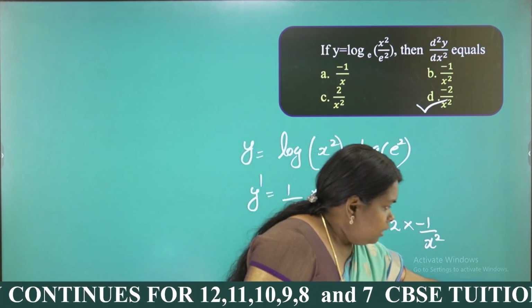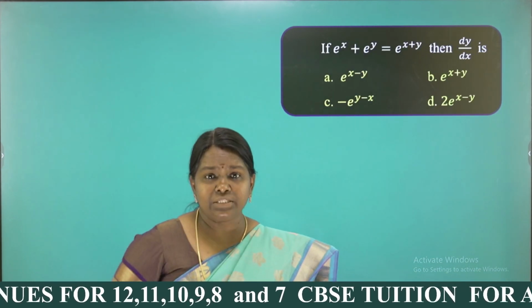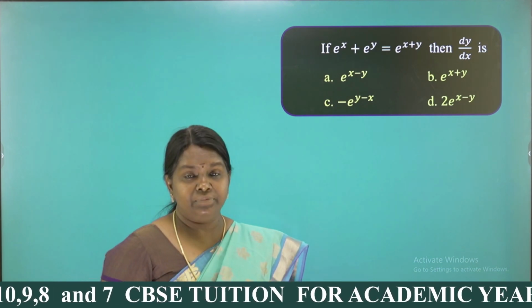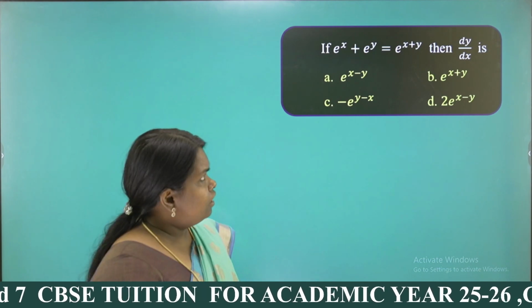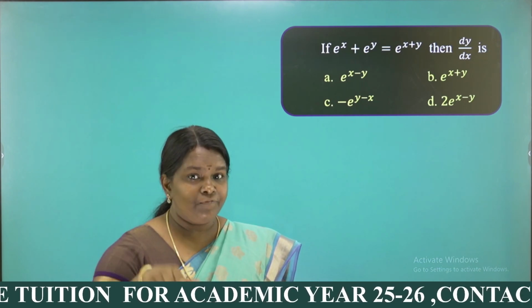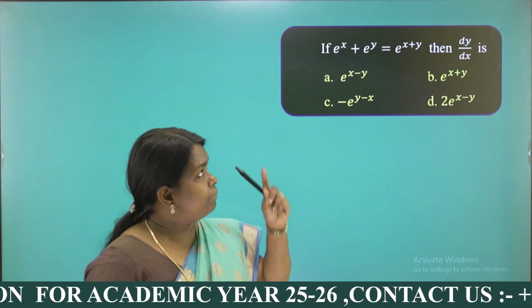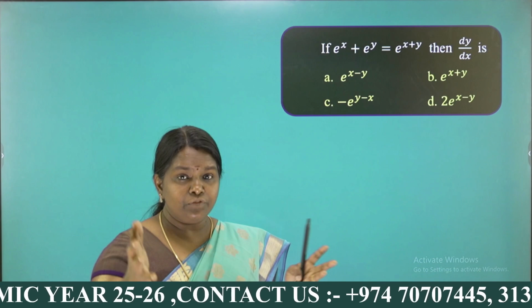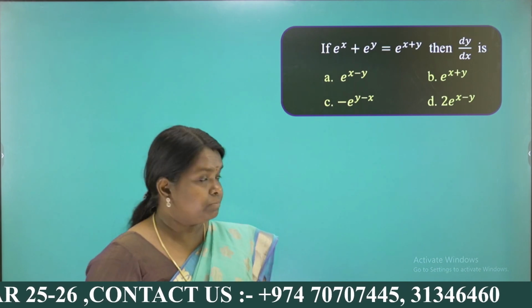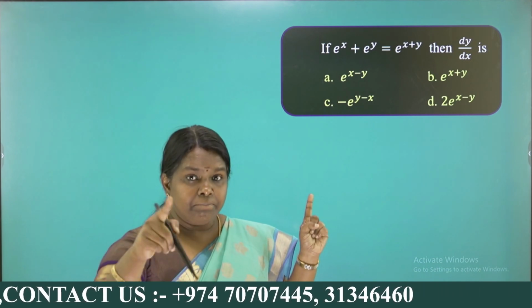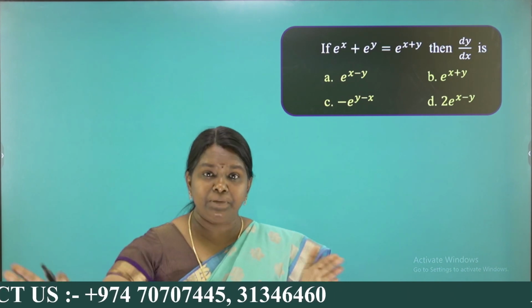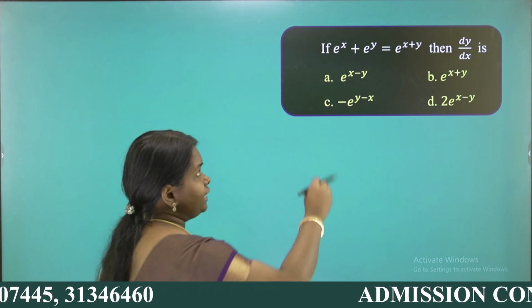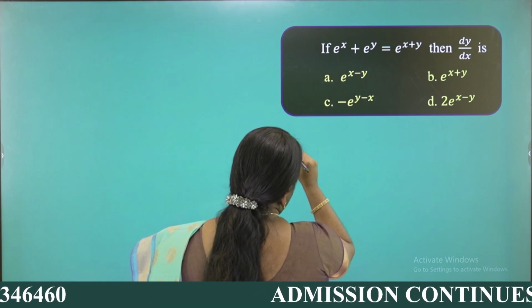Okay. Next question. What is that? E raised to x plus e raised to y equal to e raised to x plus y. Then what is dy by dx? Okay, so students, first we will start applying logarithms. When we have a question with a raised to x, a raised to y, that kind of question, we will have a tendency to apply logarithms. But here don't use logarithms. Why? Because logarithm of a plus b is not defined. Logarithm of a into b is only defined, right? So I can directly differentiate here.